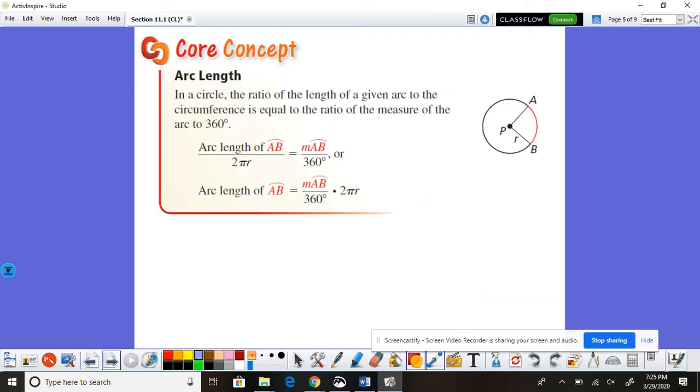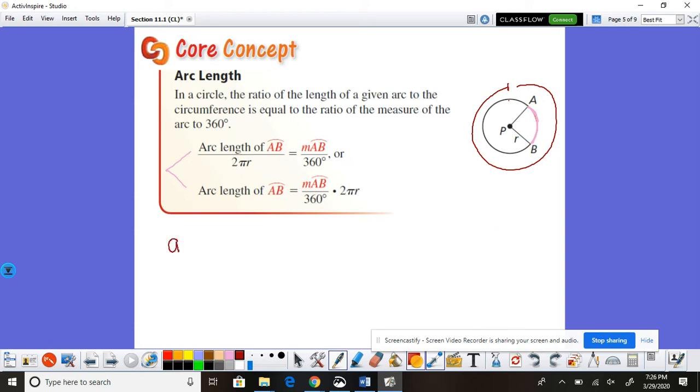Well, first, let's talk about arc length. Okay, so arc length, if we wanted to find the circumference, we would find all the way around the circle. Okay, if we want to find an arc length, that's just a piece of that. So here the arc length is AB. We just want to find that. So you can use either one of these equations. I typically write my own.